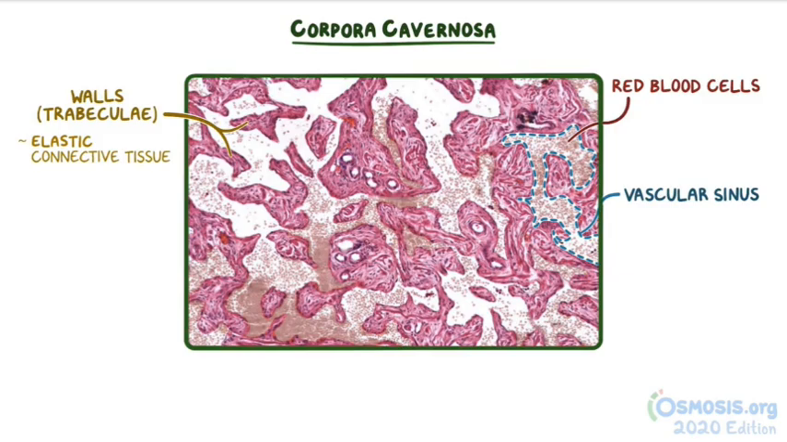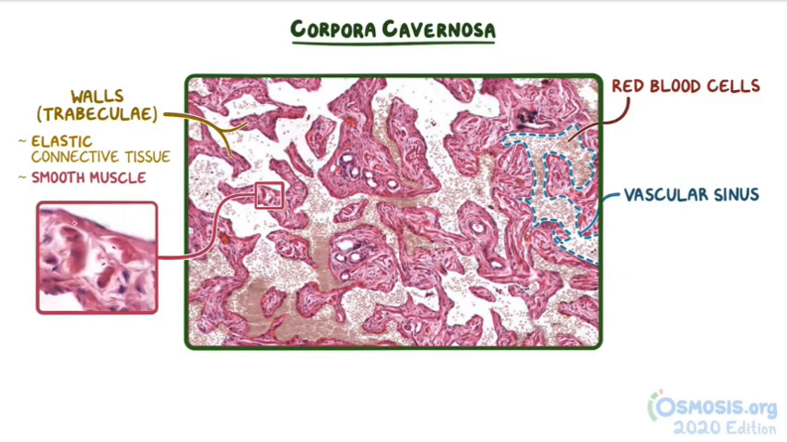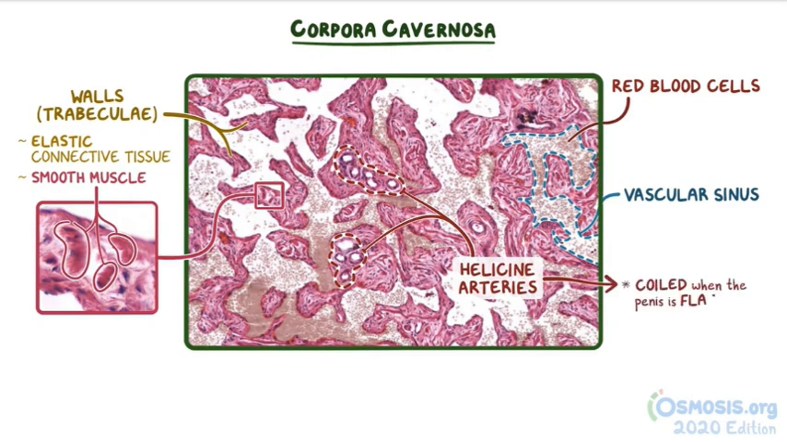If we zoom in a little closer, we can see a few cross-sections of smooth muscle that stain darker than the surrounding tissue. The sinuses are supplied by constricted, thick-walled arteries and arterioles called helicine arteries. As their name suggests, the helicine arteries are normally coiled when the penis is flaccid. But during an erection, following the parasympathetic stimulation, the smooth muscle surrounding the sinuses and arteries relax, causing the arteries to dilate and straighten out.